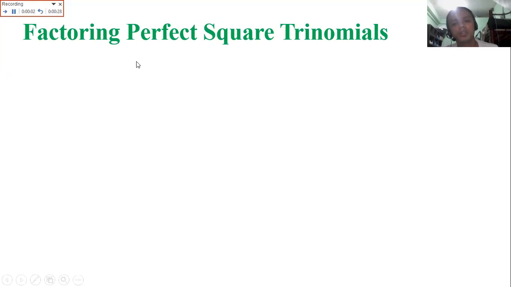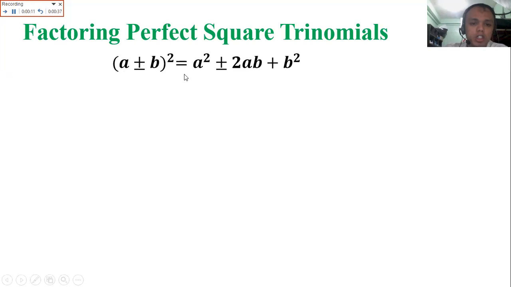Okay. Factoring perfect square trinomials. So ito yung form natin: (a plus or minus b) squared is equal to a squared plus or minus 2ab plus b squared. So ito yung square of a binomial, and then yung result niya, pagka-simplify natin, nagiging perfect square trinomial kung tawagin. Yung first term niya is a perfect square, last term niya is a perfect square, yung middle term niya is the product of the first term and second term times 2 pa. Okay, yan ang tinatawag na perfect square trinomial.